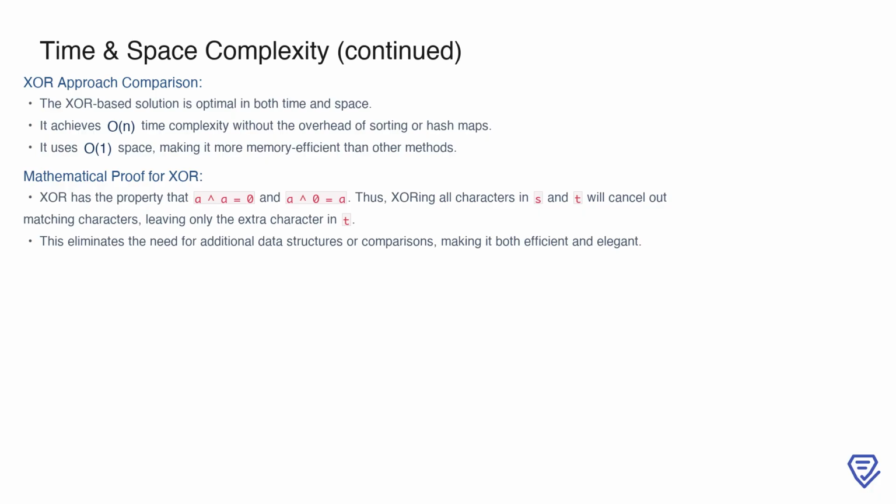The efficiency of the XOR approach lies in its mathematical properties. XOR has the unique characteristics that A XOR A equals 0 and A XOR 0 equals A. By XORing all characters in S and T, the matching characters cancel each other out due to the A XOR A equals 0 property, leaving only the extra character in T.